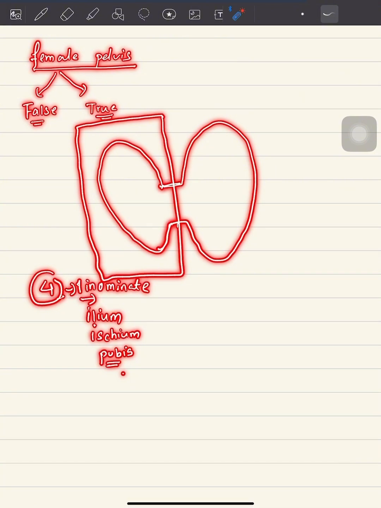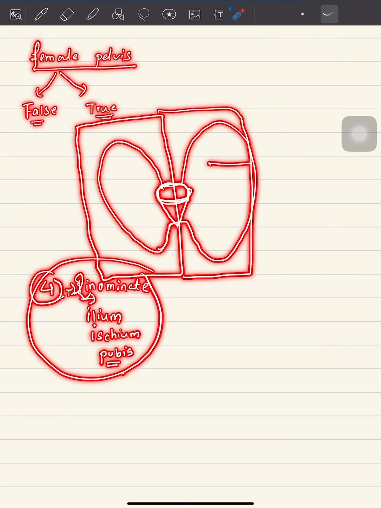So two of them are innominate, as you can see over here, and one of them is the sacrum, which would be located over here, and another one is the coccyx. So these are the bones forming the female pelvis. Four bones would be forming the female pelvis.